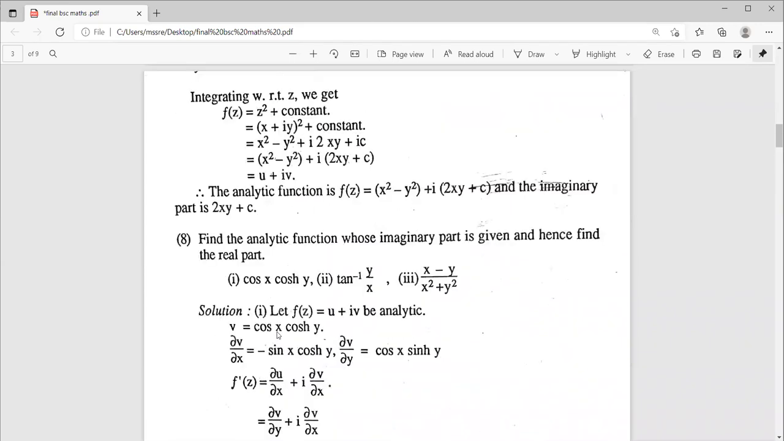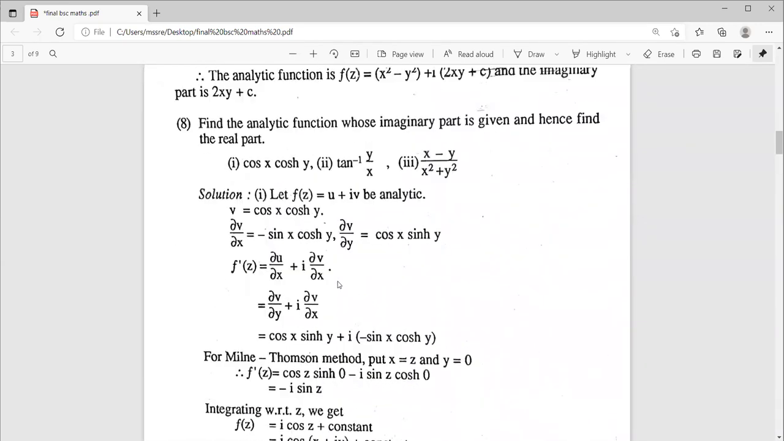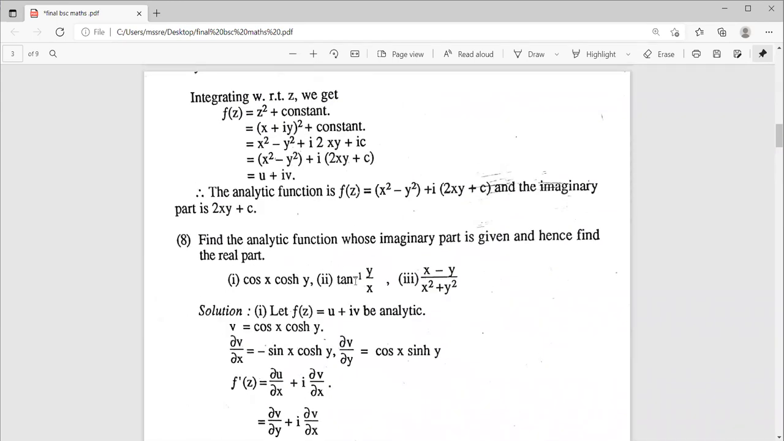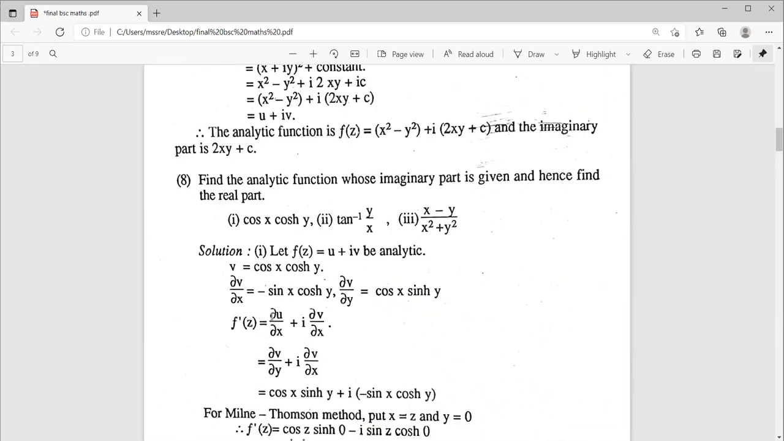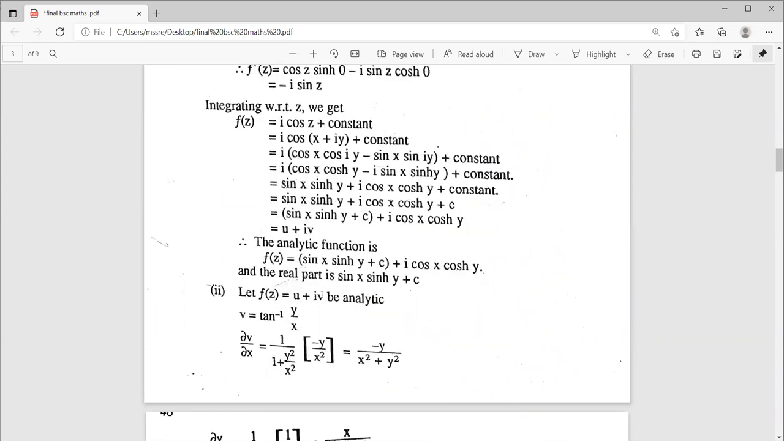Next, we have another problem, that is tan inverse of y by x. Actually, the log function in a imaginary part. Tan inverse of y by x is the imaginary part of the log function. We should get the answer in log, let us see if it comes. Let f of z equals u plus iv be analytic. So v is tan inverse of y by x.